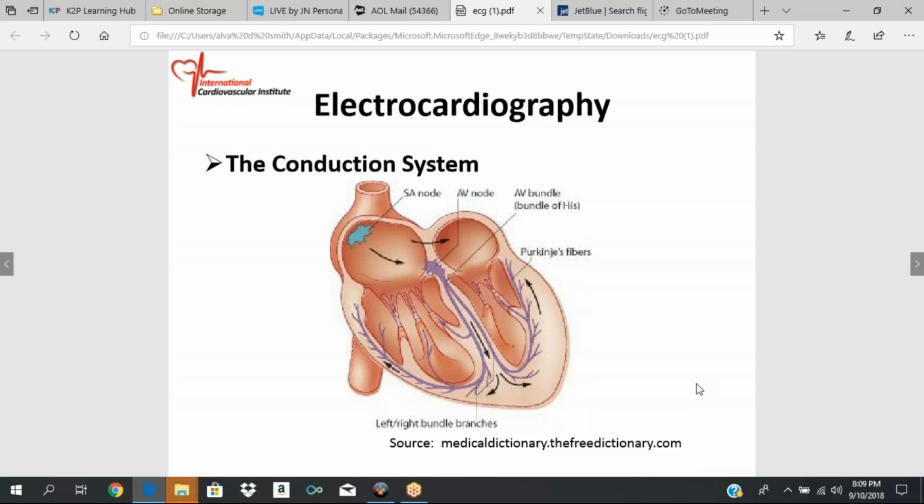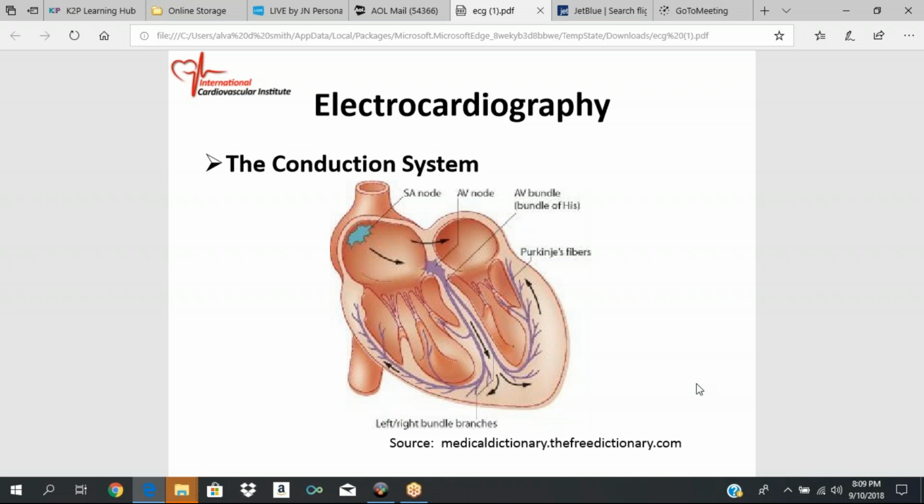Okay, so we're going to continue with electrocardiography, and today we're going to look at the conduction system. As we alluded to before, the heart is a muscular pump, but in order for the heart to pump, it needs to get electrical signals.